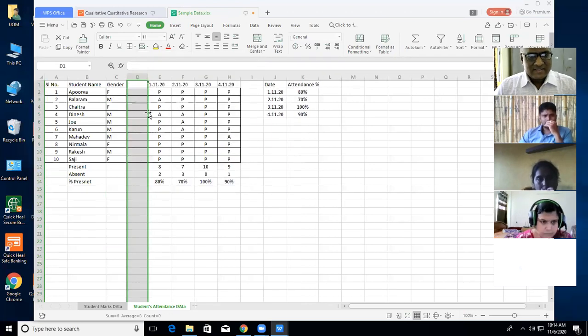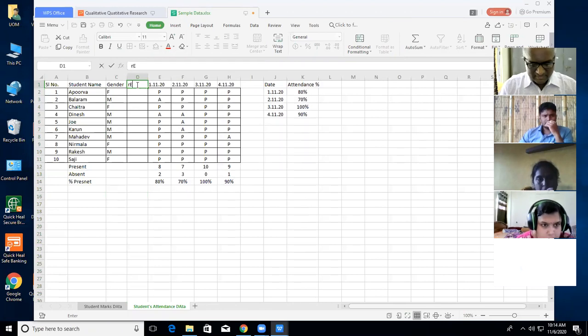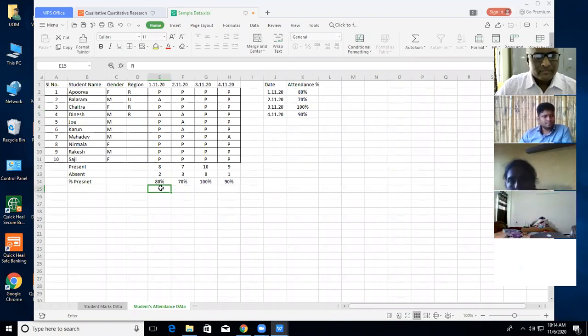I may categorize this again into region. Region means from where they have come from, whether they are coming from the rural areas or they are coming from the urban areas. Suppose I put R for rural and U for urban. Urban R, okay, R, R, U, U, R, U, R, U.